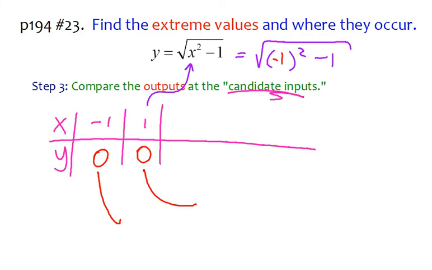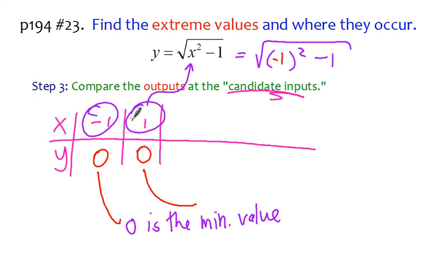Let me state the conclusion very clearly. Our analysis suggests that 0 is the minimum value of the function, and the inputs that produce that minimum are -1 and 1. And that's the answer to this problem.